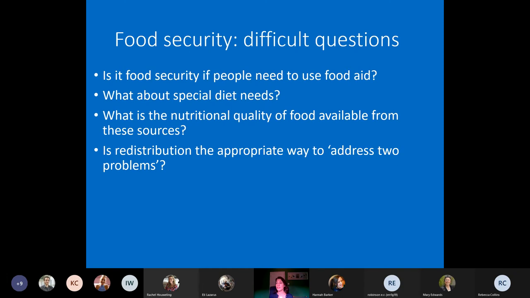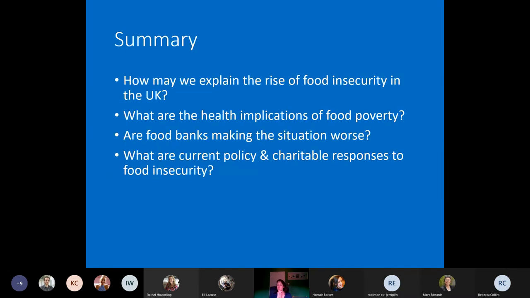And I asked the question about whether surplus food redistribution is the appropriate way to, as some people put it, address two problems, food waste and food poverty. And I would say, as you might have guessed, no. So just some kind of summary points, and I will stop and take any questions.